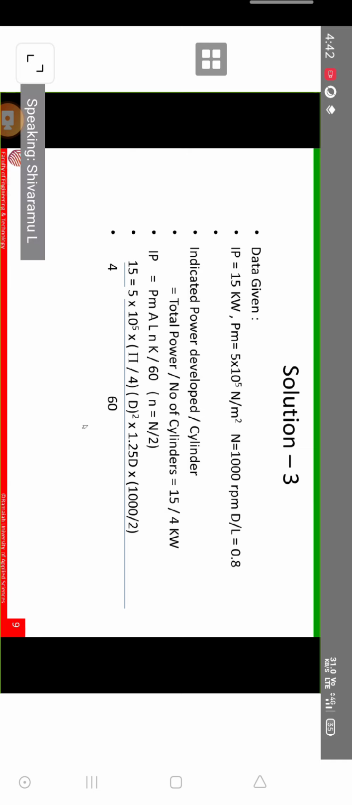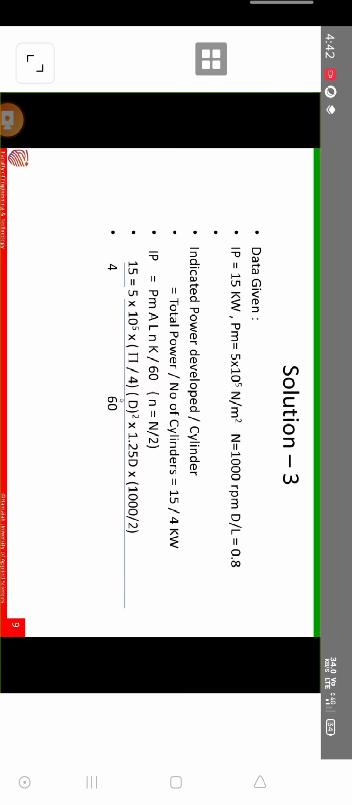And the remaining thing is the same. If you observe here, the N value they have taken as 1000 by 2. That means in the problem they have given it as 1000 RPM. Since it is a 4-stroke engine, you need to take N equal to N by 2. Then you will get the D value directly.